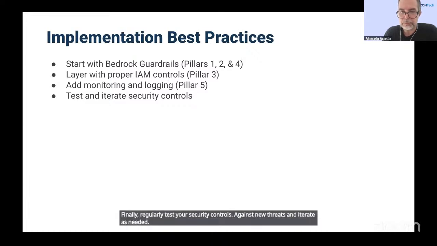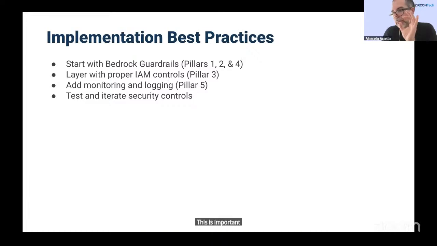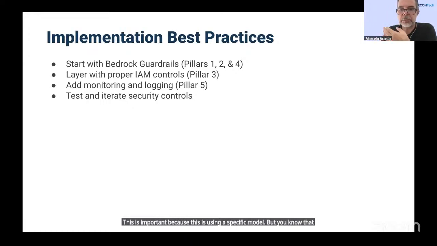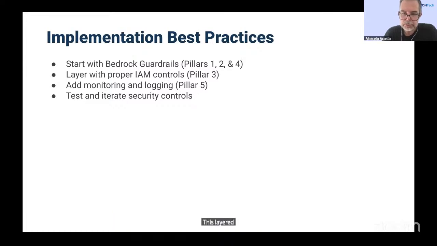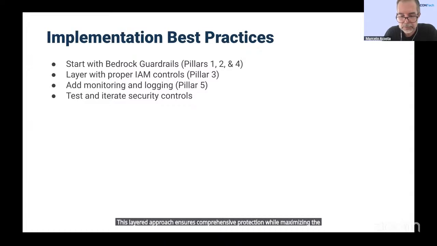This is important because this is using a specific model, but you know that models evolve, they change, and the responses that you get can change a little. So it is important to iterate and to be testing all the time. This layered approach ensures comprehensive protection while maximizing the value of native AWS features.